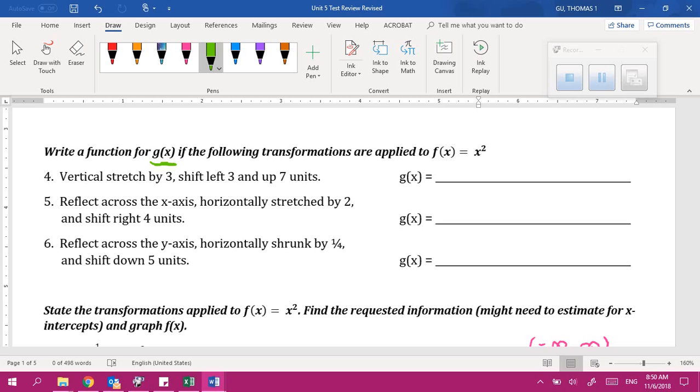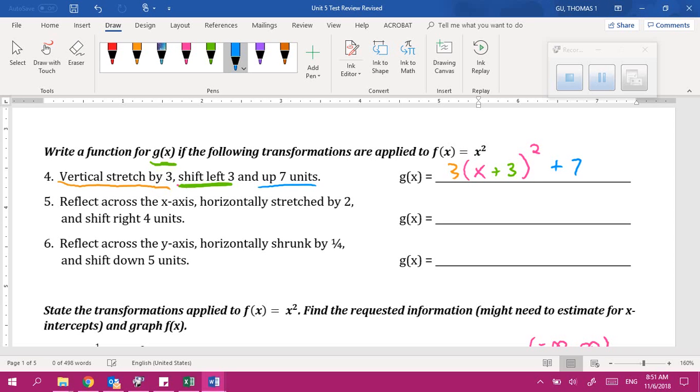So number 4, the first thing you see is a vertical stretch by 3. So how would you write that? That's going to be the 3 on the outside of the parentheses, on the very outside. Right? And then we have shift left 3. X plus 3, that's right. The shift left would be the plus 3. Parentheses, squared, right. Because if you don't have a squared, it's not even a quadratic. And then the last transformation is up 7, so plus 7, that's right.